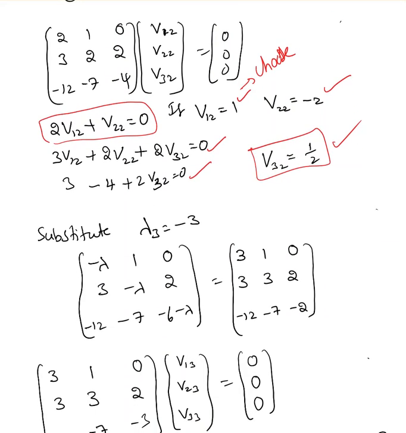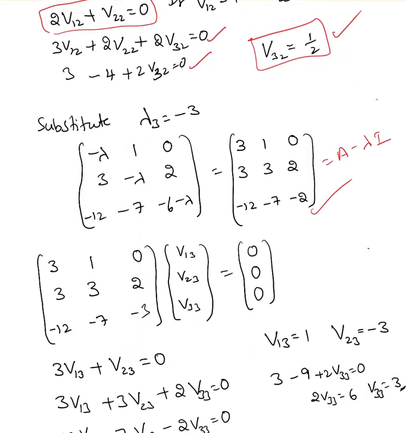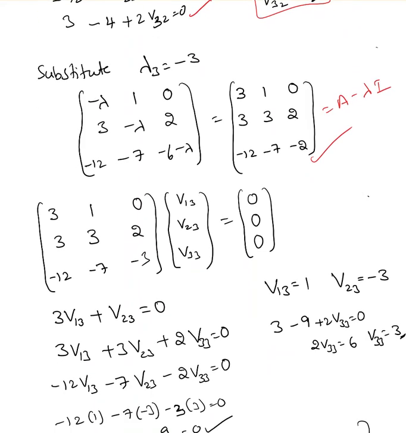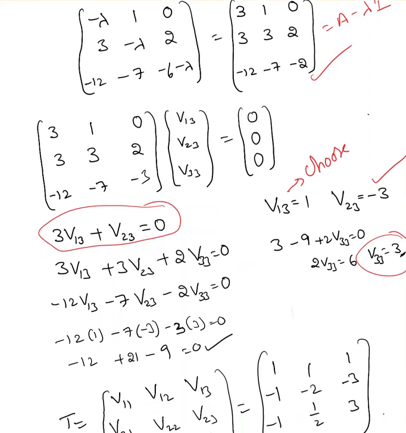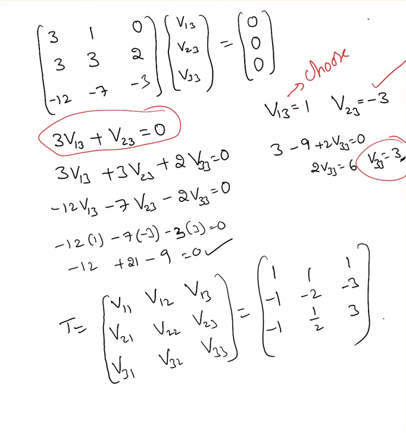Substitute lambda 3 equal to minus 3. So I end up with this A minus lambda I. Now I find v13, v23, v33. In the first equation, I chose this value for v13, and I found v23. Then I substituted these two values in the second and third equations. They both gave me the same value, v33 equal to 3. Now this is my T matrix.